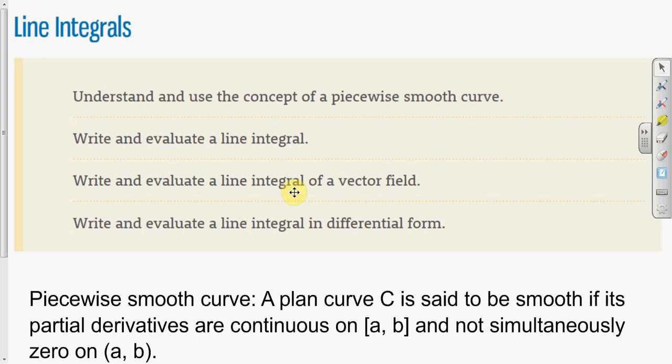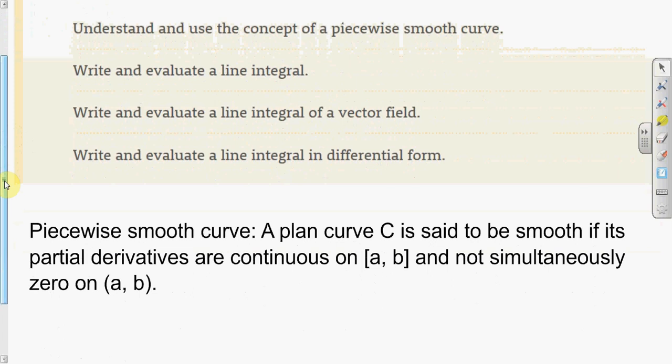Let me scroll down so you can see this. We talk about this integration over a smooth curve. Piecewise means that you can break the graph up into different segments. And so here the idea of a smooth curve is that the partial derivatives exist. Whatever they are, they exist and they are continuous on some closed interval, and then the partial derivatives are not simultaneously equal to zero on the open interval. So there we call the curve smooth.